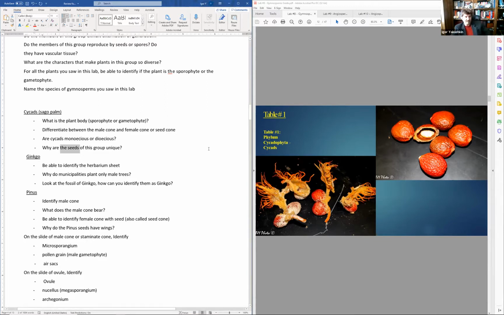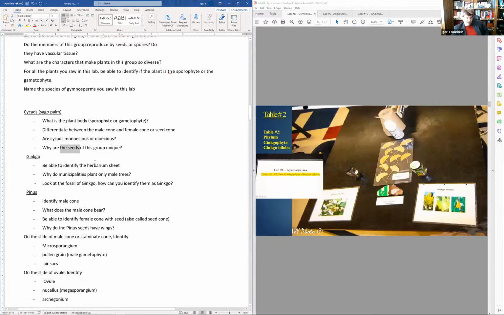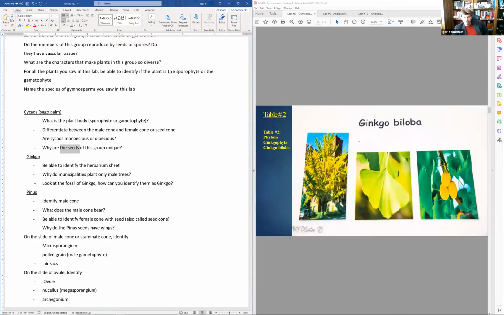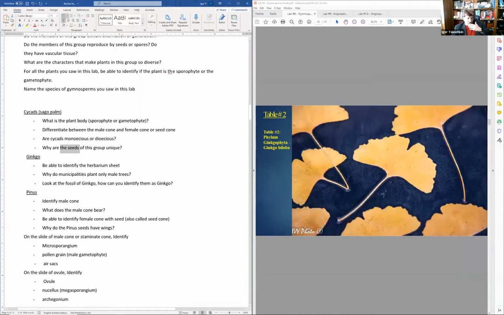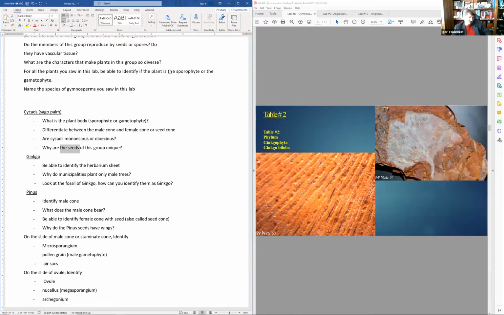Gymnosperms, naked. So they have a seed, but no covering of the seed. So, naked-seeded plants. Now on a ginkgo, identify the herbarium sheet. If you see something like that, with fan-shaped leaves, most likely you're looking at the ginkgo. Why do municipalities plant only male trees? Because females produce the seeds, and whenever the seeds ripen, especially when they fall on the ground, they stink a lot. They produce a really bad odor. So yes, we are discriminating against females in this particular case for a specific reason.